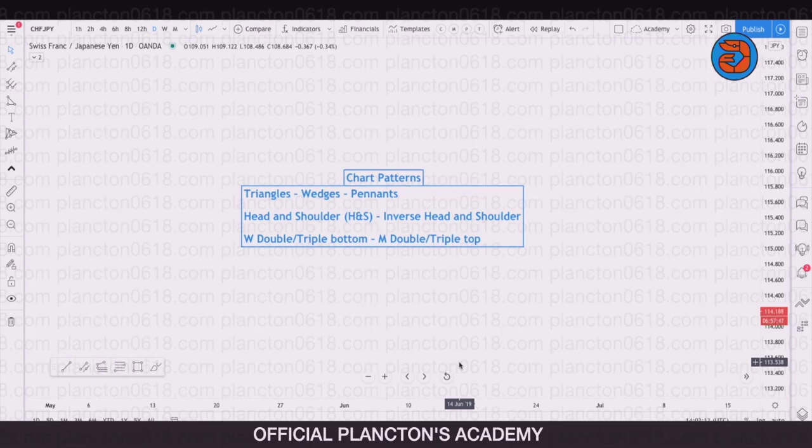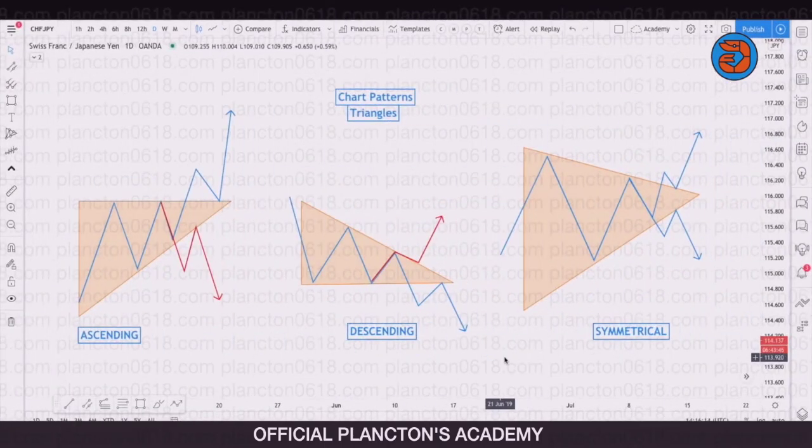We will divide the patterns into three subcategories: triangles, wedges and pennants; head and shoulders and inverse head and shoulders; and double and triple bottoms and double and triple tops. In this video we're going to check the first of the three subcategories of figures. The first one is triangles, wedges and pennants.